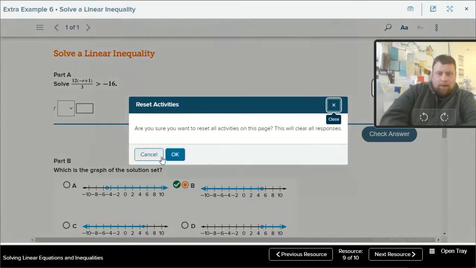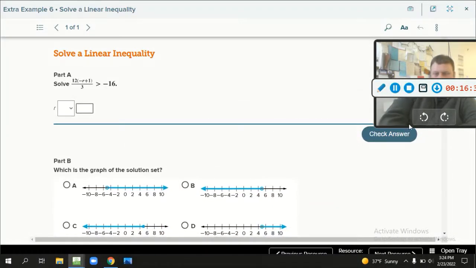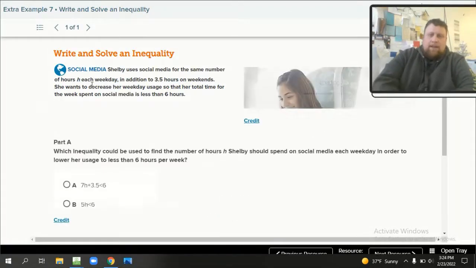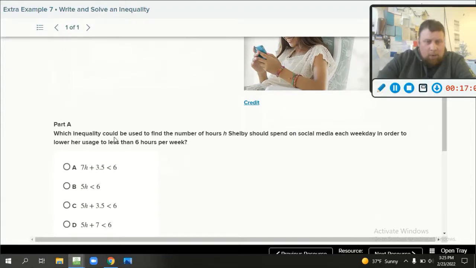Always got to reset it, otherwise, like I told you, I go to teach it. Okay, our last slide of the day. It's been kind of a long lesson, but there's a lot of ground we're covering. Shelby uses social media for the same number of hours each weekday, in addition to 3.5 hours on weekends. She wants to decrease her weekday usage so that her total time for the week spent on social media is less than 6 hours. Which inequality could be used to find the number of hours Shelby should spend on social media each weekday in order to lower her usage to less than 6 hours per week?